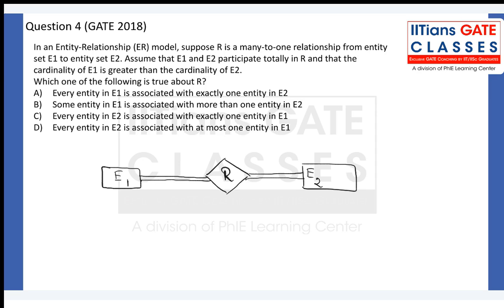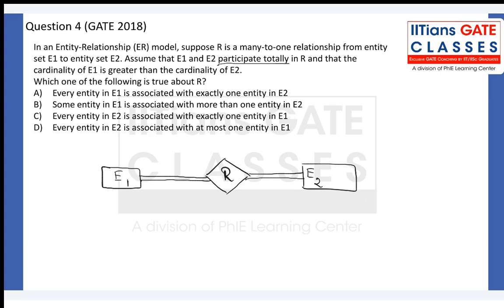If it's a total participation, this entire question revolves around it. If you know total participation, you will be able to answer. Total participation means every entity in E1 and E2 will participate in the relationship. What do I mean by participate in the relationship?